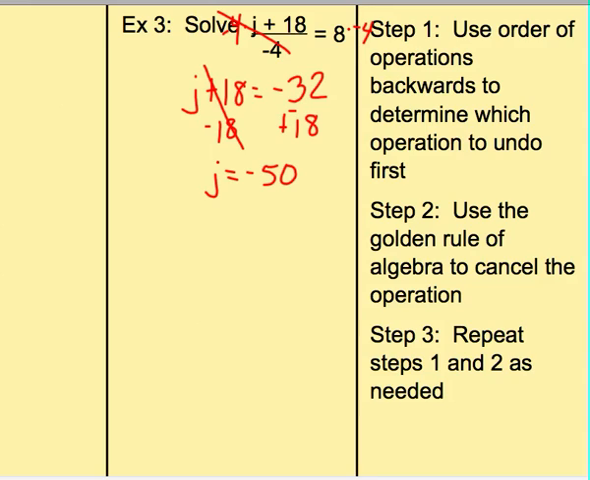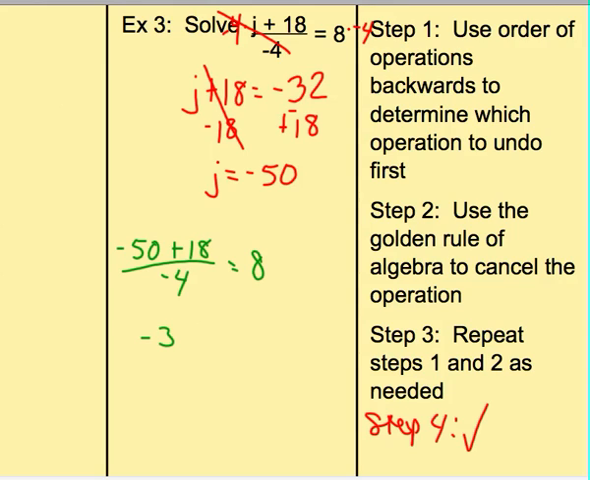All right, and missing step 4, we need to check our answer. So substituting negative 50 in for j. And now I have, if I borrowed $50 and I pay back 18, here's what I do on this one. I subtract off the 10 first. So 18 I'm thinking as 10 plus 8 instead of as 18. So I'm paying back $10, now I'm $40 in debt, so I'm at negative 40. And if I pay back 8 more, I'm at negative 32. And negative 32 divided by negative 4 is positive 8.